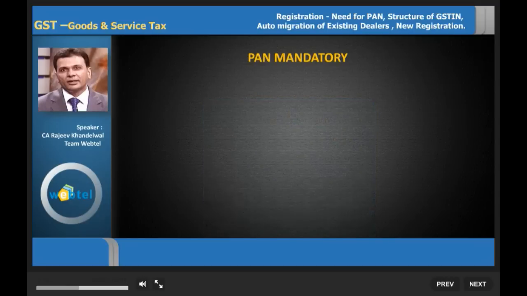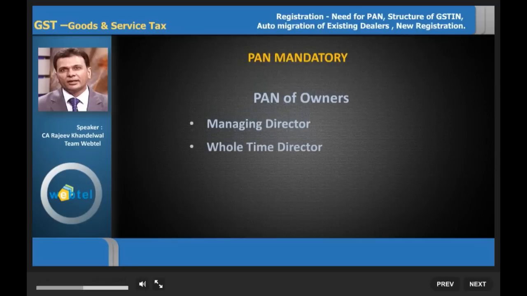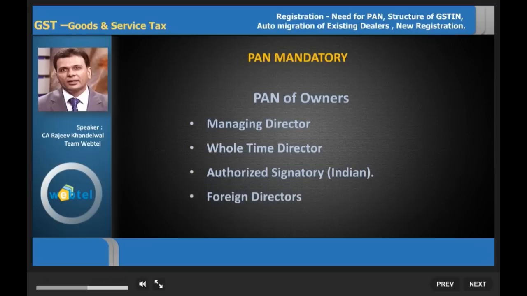Not only the business, even the owner's PAN is mandatory. PAN of the owners, the managing director, whole-time directors, even authorized signatories, if they are Indian, PAN is mandatory. What about foreigners? Even a foreigner could be an authorized signatory or a director of a company. In that case, the passport number will suffice.